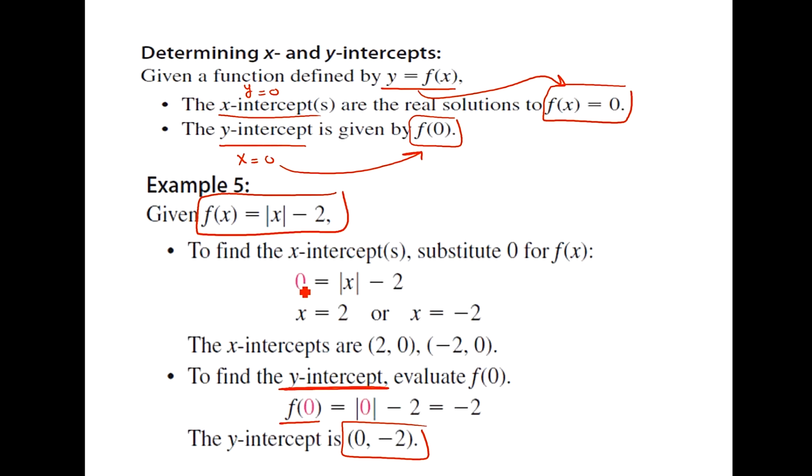Now, if we need to find the x-intercept, this means f of x equals 0. So we have the absolute value of x minus 2 equal to 0, so absolute value equals 2. If we need to remove the absolute value, we put the inside equal to positive and negative of the right-hand side. So we have x equals 2 and x equals minus 2. Okay.